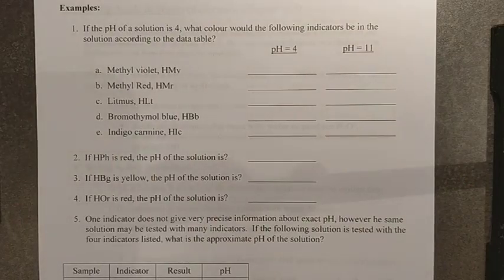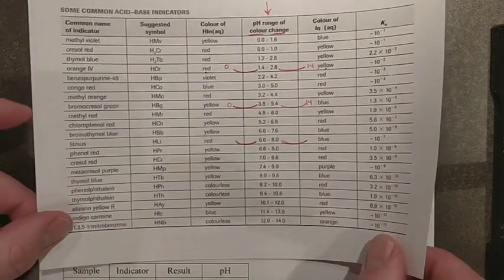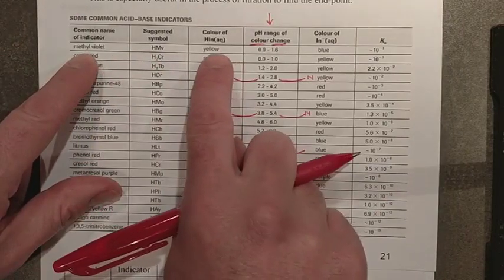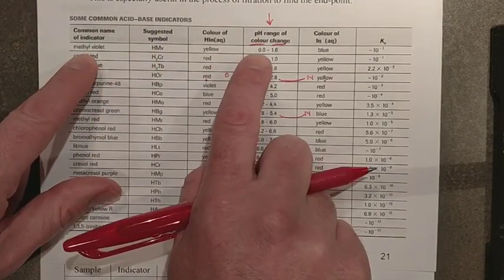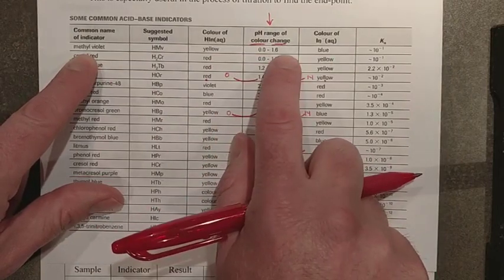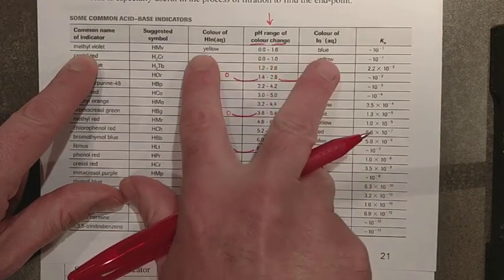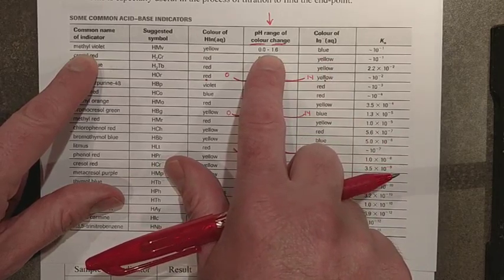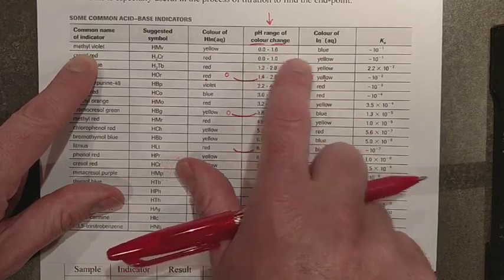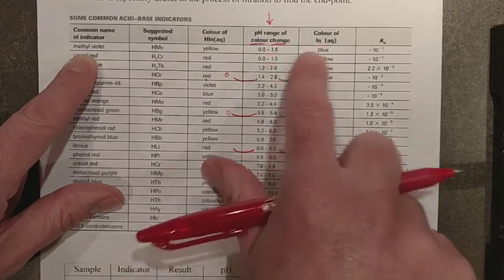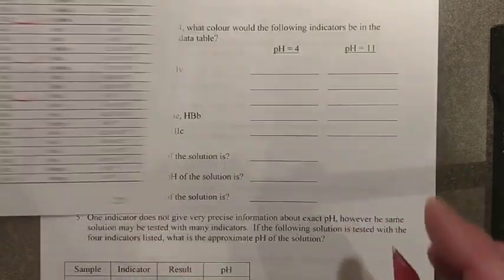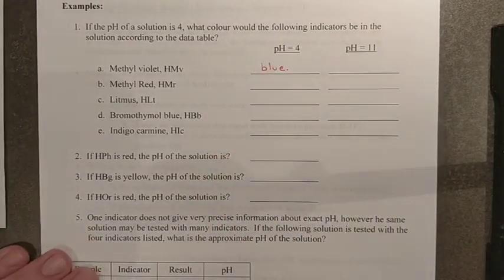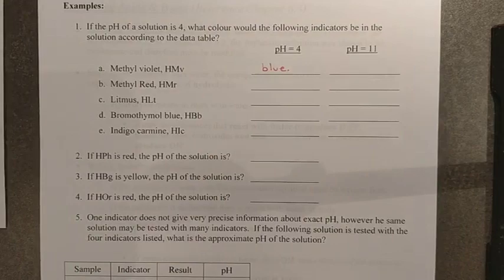The first one is methyl violet, or HMV. If we take a look for methyl violet, we see it as the very first one. It is yellow at anything 0 and below. It is blue at anything 1.6 and above, and it would be a mixture of yellow and blue, or green, between 0 and 1.6. If the solution had a pH of 4, then that would put it into this range, above 1.6, and it should be blue. So methyl violet would appear blue if we are in a solution that has a pH of 4.